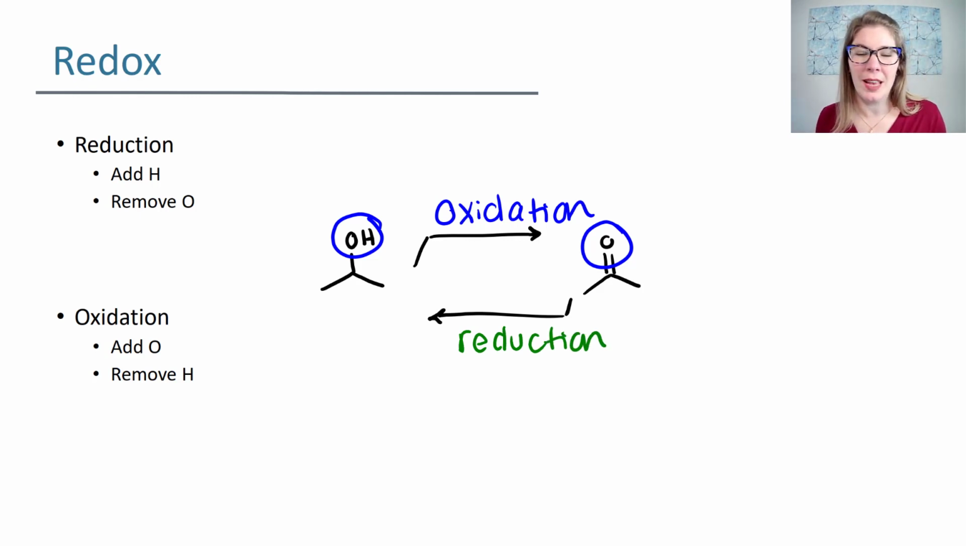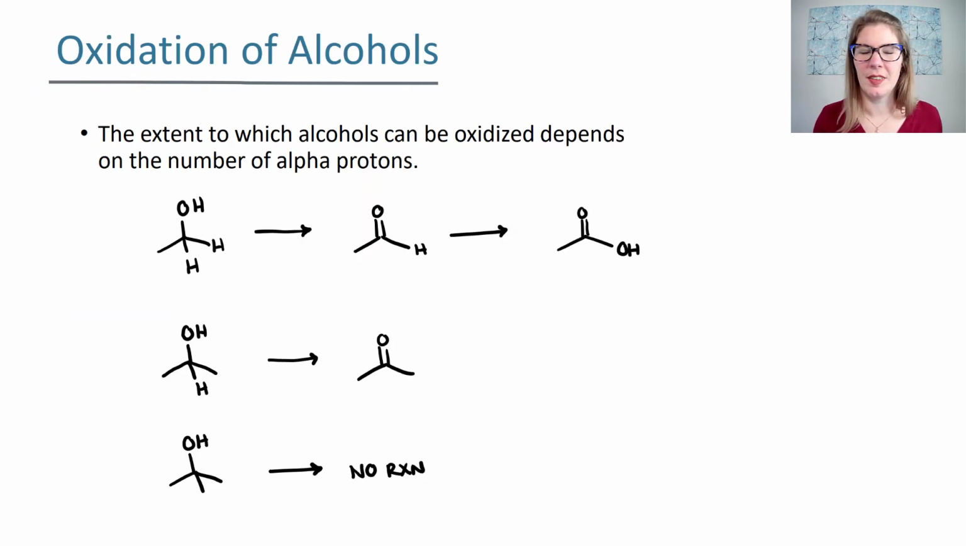For the reduction pathway, we started with those 2 bonds to oxygen. Now at the end over here, we have 1 bond to oxygen and we added a hydrogen. You can also utilize oxidation numbers for this, but I'm not going to do that in my particular class because I think we can get away without it. For alcohols, they can be oxidized with a variety of reagents. But before we get into those reagents, let's talk about the extent to which alcohols can be oxidized.